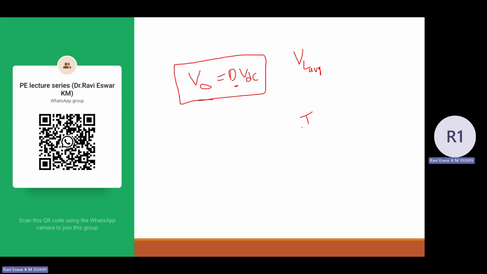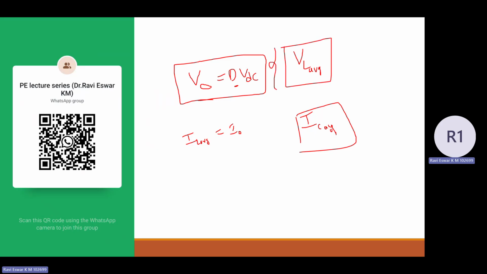Based on this relation also, we came up with the average current through the inductor being equal to the output current for the buck converter. This can be applicable for any type of converter. So there are two important principles we have seen: the average voltage across the inductor over one cycle is equal to zero, and the average current through a capacitor over one cycle is equal to zero. Based on these two principles only, we started deriving the converter analysis, and we came up with the output voltage as a function of duty cycle and the input voltage for the buck converter.